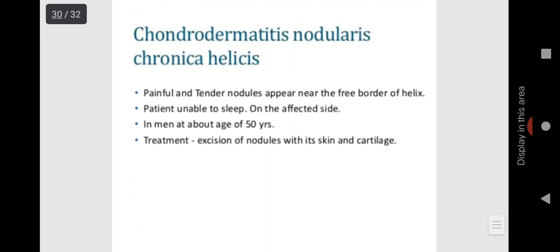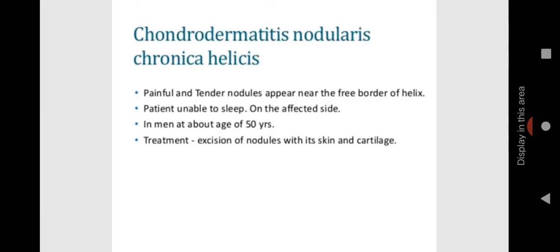Next is chondrodermatitis nodularis chronica helicis, another inflammatory condition of the external ear. Painful, tender nodules appear near the free border of the helix. On the border or outer portion of the helix, you can see small tender nodules, which we call chondrodermatitis nodularis. The main problem is that the patient cannot sleep on the affected side.